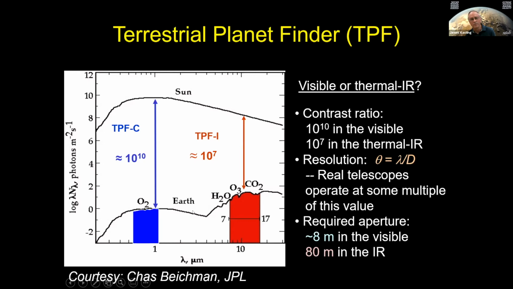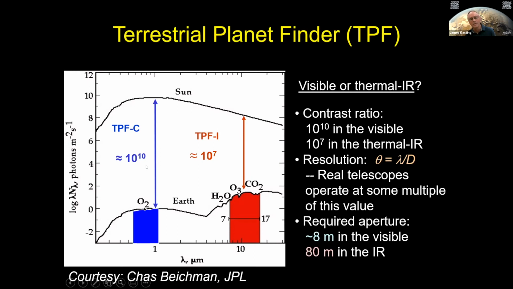And the Earth shows two curves. Of course, here down in the visible and the near IR, it parallels the sun's curve. That's because you're seeing the Earth in reflected light, whereas out here in the thermal infrared, you see the Earth from its own emitted infrared radiation. So this slide illustrates what's called the contrast ratio. This is one of two key parameters for direct imaging.